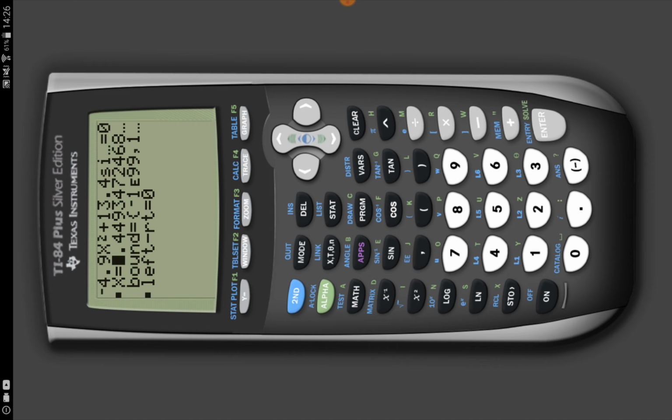So we have one answer is negative 0.449. Now, in our case, that doesn't seem like it's probably going to be right because it's a negative time and we're not going backwards in time here. So that's going to be an extraneous solution there. It doesn't make sense for this situation.